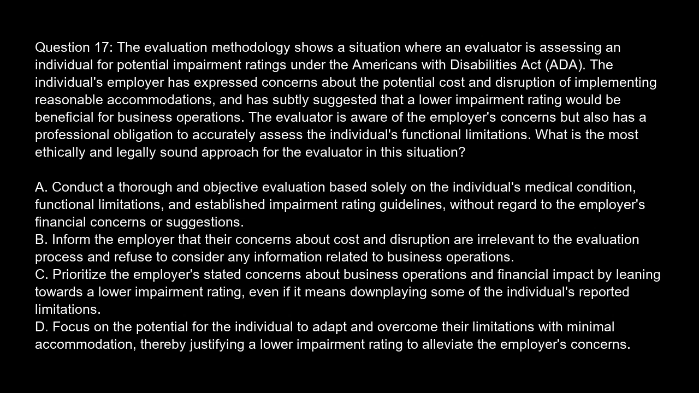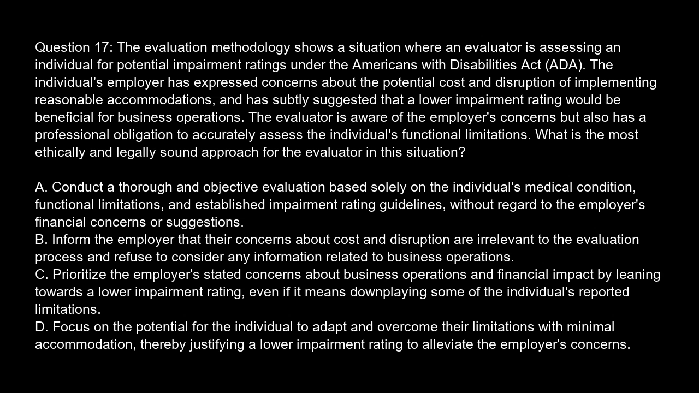The evaluator is aware of the employer's concerns, but also has a professional obligation to accurately assess the individual's functional limitations. What is the most ethically and legally sound approach for the evaluator in this situation? Option A. Conduct a thorough and objective evaluation based solely on the individual's medical condition, functional limitations, and established impairment rating guidelines, without regard to the employer's financial concerns or suggestions.